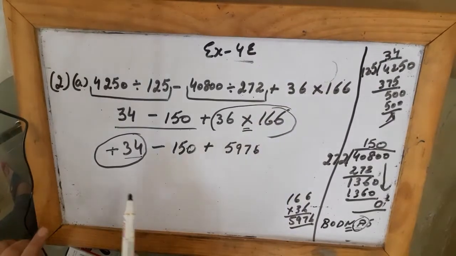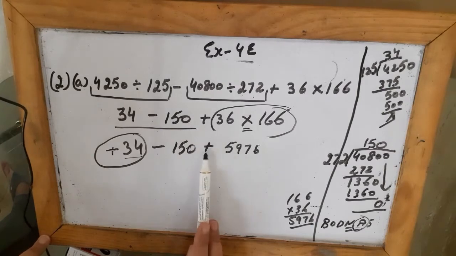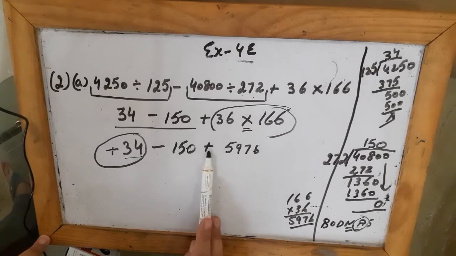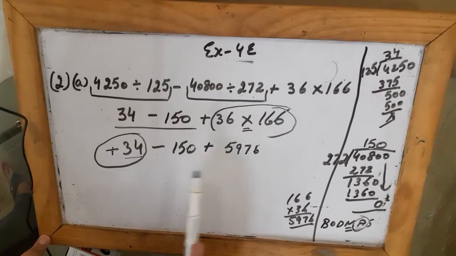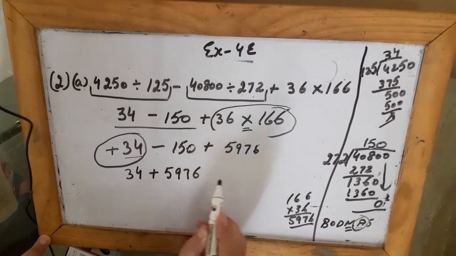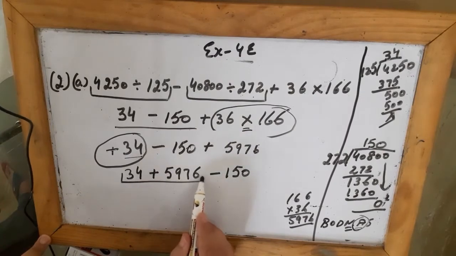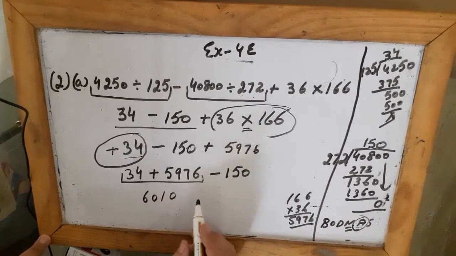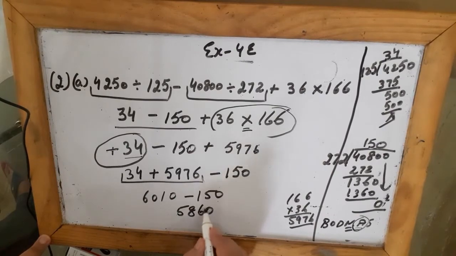While adding, we will pick up the numbers which have a positive sign in front of them. So this number has a negative sign, this number has a positive sign, this number has a positive sign. So these two numbers I will add, 34 plus 5976, and then I will subtract 150. So when I add these two numbers, you will get 6010 minus 150, and you get the answer 5860.